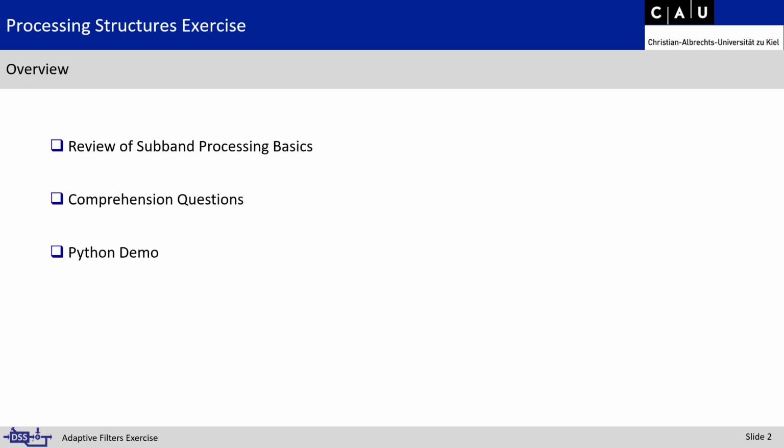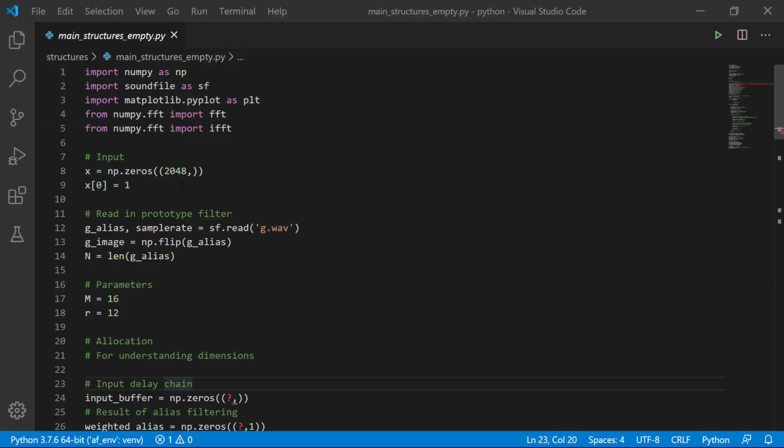Both the analysis and the synthesis structure of the DFT modulated polyphase implementation we will now implement in our Python demo. This script actually closely follows the context of the lecture. So we will run the script with an input of a Kronecker delta, and this is what I have up here. And then the first thing we do is we load a prototype filter, and this prototype filter is again saved as a WAV file. And you can ignore the sample rate here.